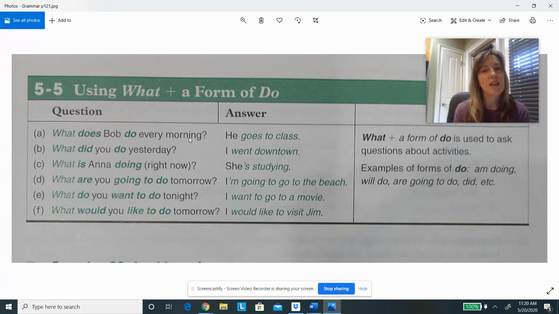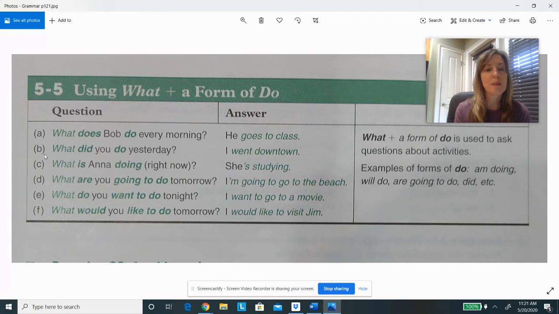Your answer doesn't have to be he does. It could be any verb. In this case, they're using go. He goes to class. You could say he teaches. He swims. So your answer probably will not be with the main verb do.